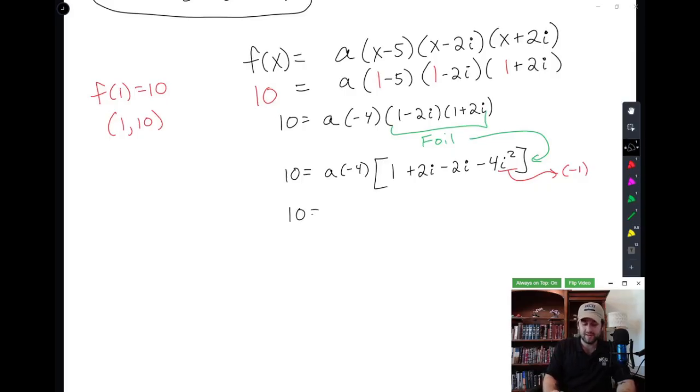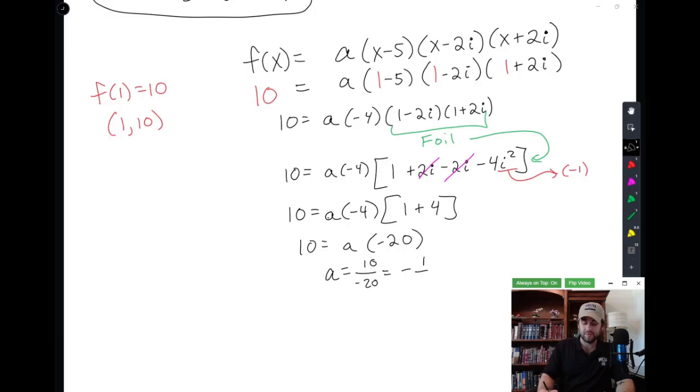And so we have 10 equals a negative 4, 1. Ooh, those middle two terms cancel out because of a positive and a negative. Plus 4. So 10 equals a times negative 20. 5 times negative 4 is negative 20. And so a equals 10 over negative 20, which is just negative 1 over 2. And so our a value is just negative 1 over 2 the whole time. We just didn't know it.